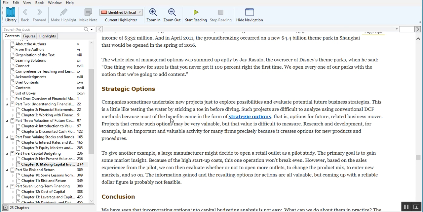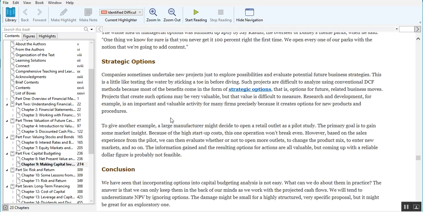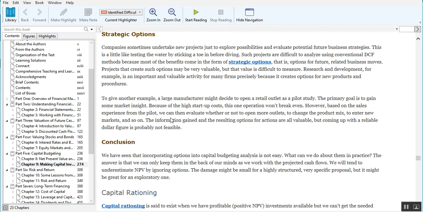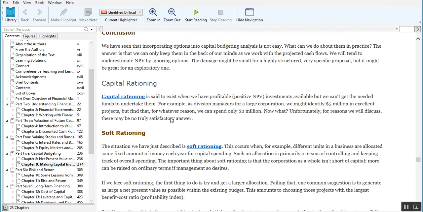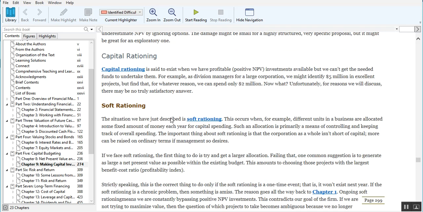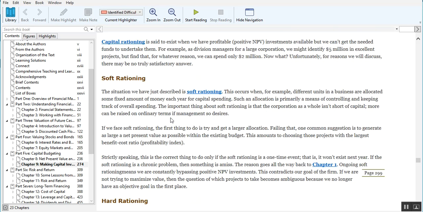Strategic options are basically decisions that are made related to business moves. Projects create these options and may be very valuable, but it's hard to measure. And then capital rationing occurs when we have a profitable, positive net present value project, but we don't have the resources to do that project. So we may have a certain fixed number of assets available to put into a project, but many of those may be dedicated elsewhere. We may not be able to put those in the project we want.